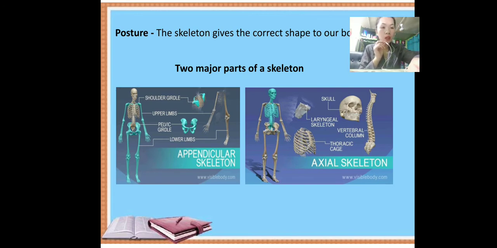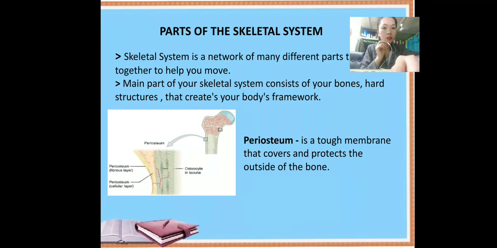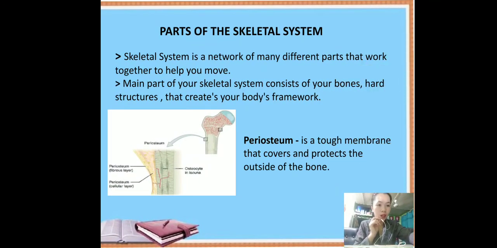So, the next one is the parts of the skeletal system. So, now we're going to discuss about the parts of the skeletal system. So, skeletal system is a network of many different parts that work together to help you move. So, our skeletal system naa siya sa tuwang body. Siya ang part sa tuwang body nga nag-help sa tuwa para makalihok ta.